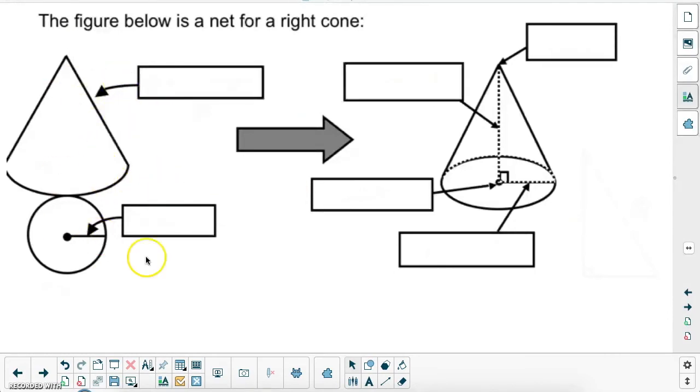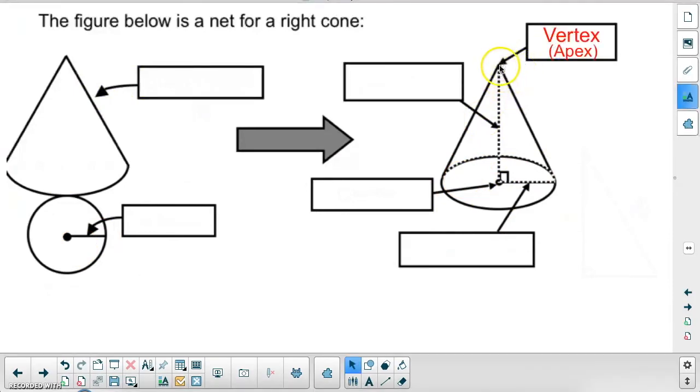This is the net representation, and here's our polyhedron representation. Again, the vertex is the apex of the cone. From the vertex to the center of our base is going to be the height. From the center to the edge of our base, we have the radius, because our base is a circle. So on the net representation, we also have that radius shown.